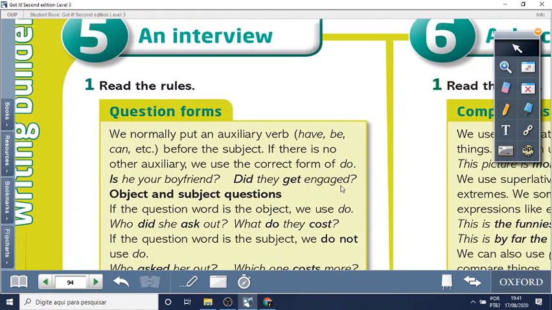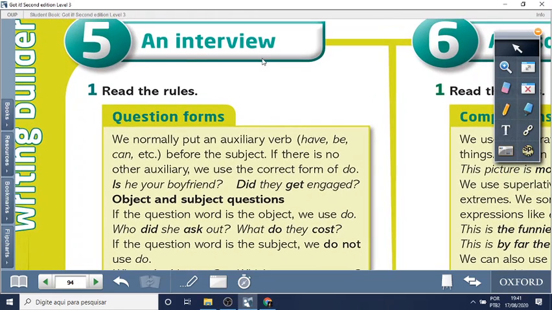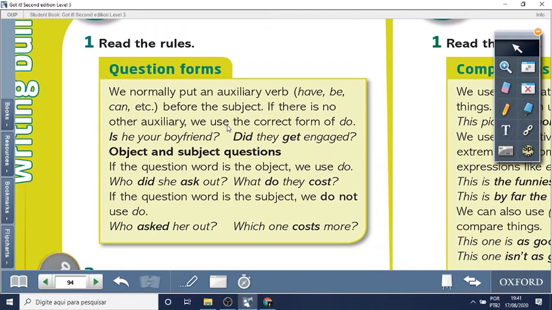Okay, so now let's go to page 94, an interview. Question forms. Here is how you ask questions in English, okay? We usually put an auxiliary verb before the subject. Like, for example, is he your boyfriend? Was he here yesterday? Now, if there is no auxiliary, then we have to use the correct form of auxiliary do. Did they get engaged for the simple past? Okay? Or do you live here?